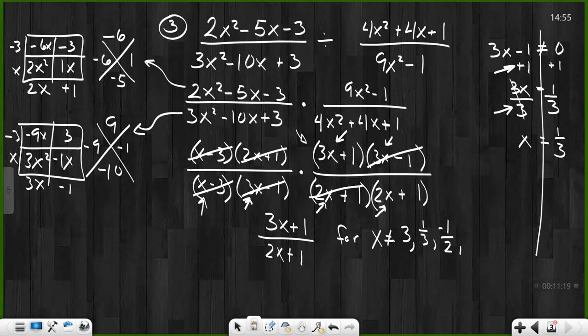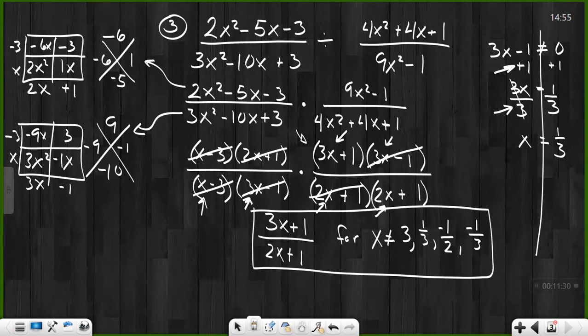So let's look at this last one here. The opposite of plus 1 is minus 1, and then divide by the coefficient of x. So negative 1/3 would make that 0. So this is our final result and all of our excluded values of x.